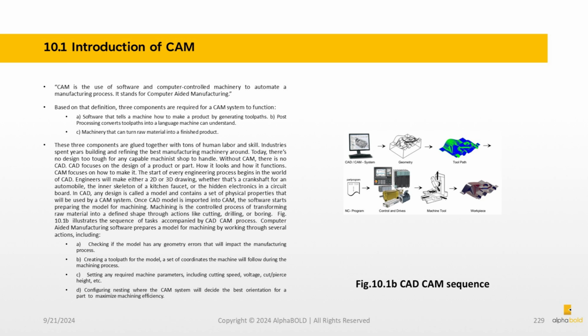Computer-aided manufacturing software prepares a model for machining by working through several actions, including A. Checking if the model has any geometry errors that will impact the manufacturing process. B. Creating a toolpath for the model, a set of coordinates the machine will follow during the machining process. C. Setting any required machine parameters, including cutting speed, voltage, cut/pierce height, etc. D. Configuring nesting, where the CAM system will decide the best orientation for a part to maximize machining efficiency.